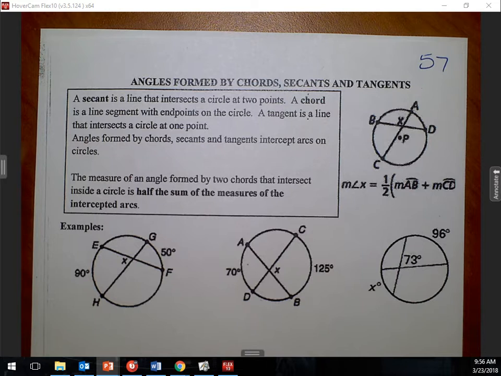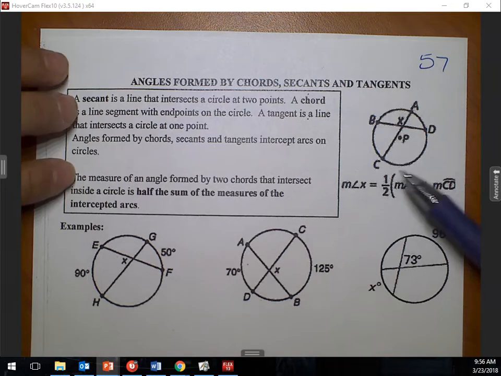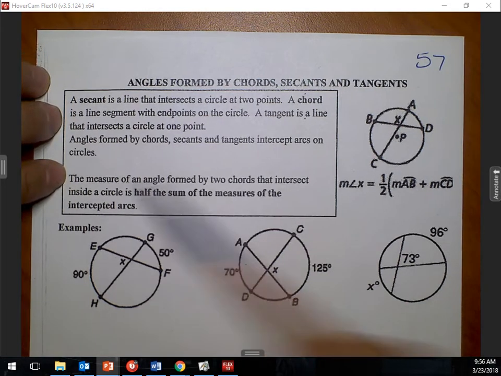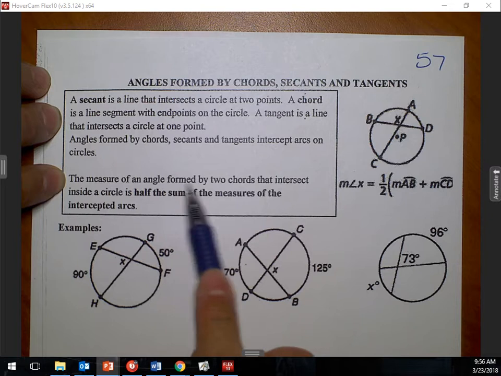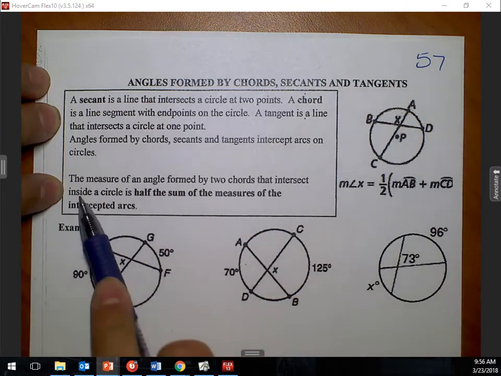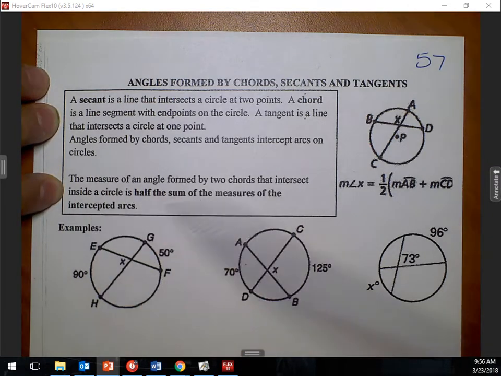So let's take a look at right here. We have a formula for my angles here. So this is going to go along with what we have here. The measure of an angle formed by two chords that intersect inside a circle is half the sum of the measures of the intercepting arcs.